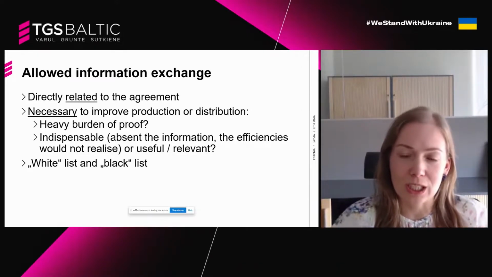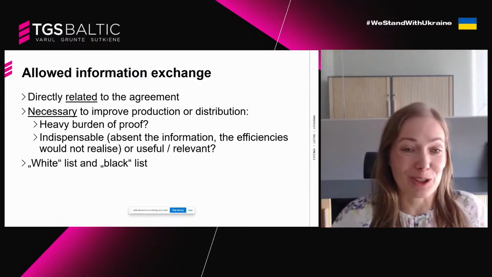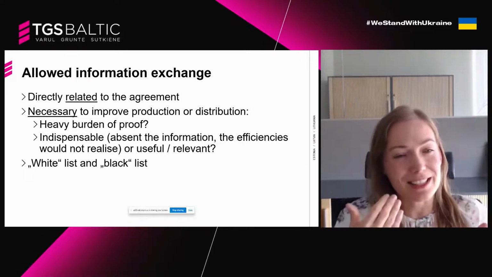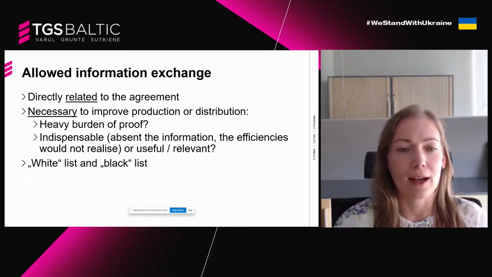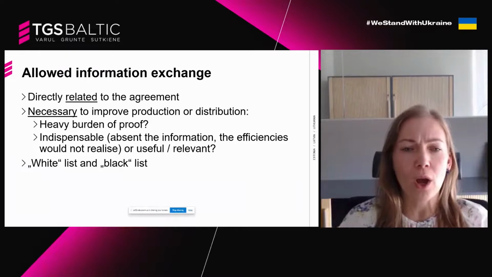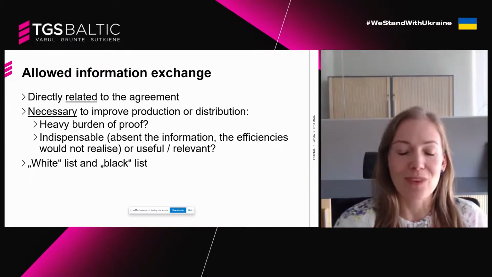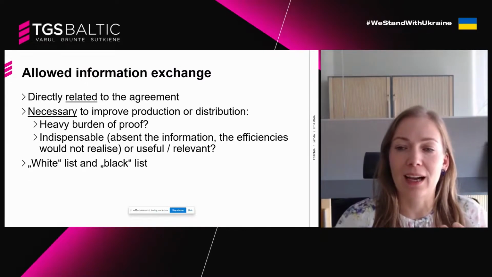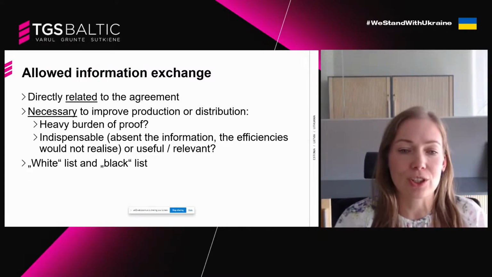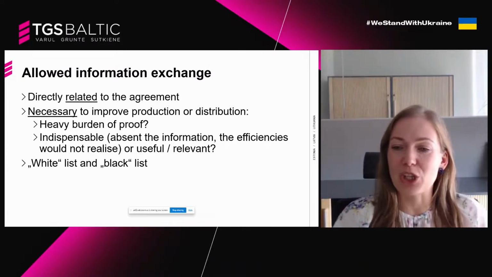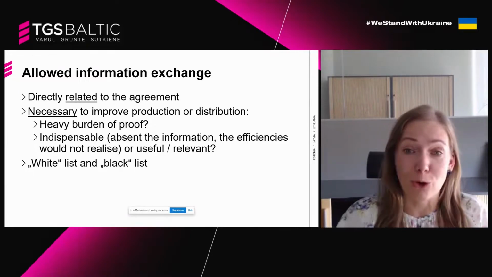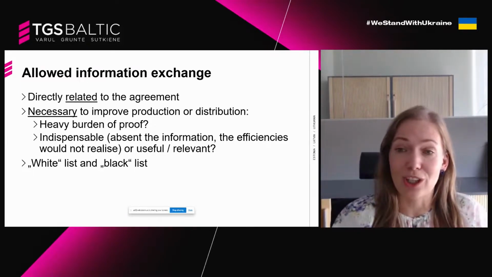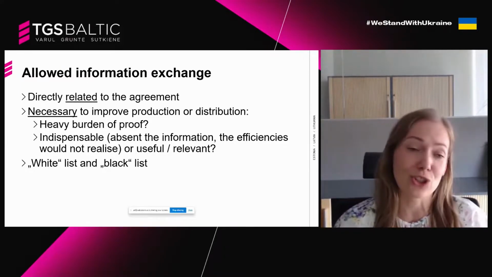Now, this is the wording, but of course, this kind of raises quite a lot of questions, right? Is this necessary? Quite a heavy burden of proof? Does it mean that the information has to be indispensable in a way that absent the information, the efficiencies would not realize? Or is it enough that the information is useful and relevant for the distribution and distribution chain?